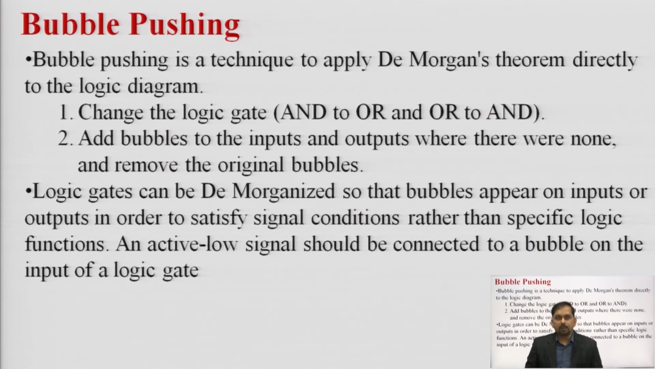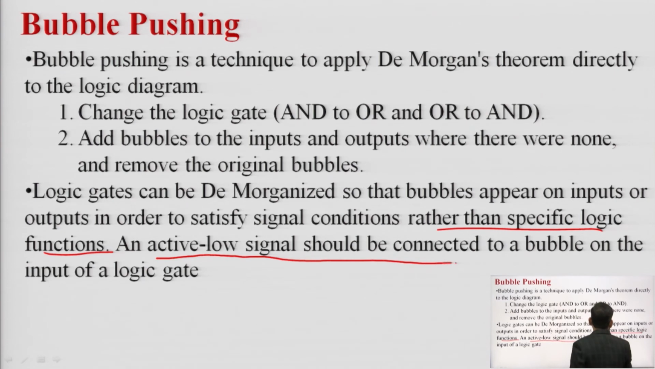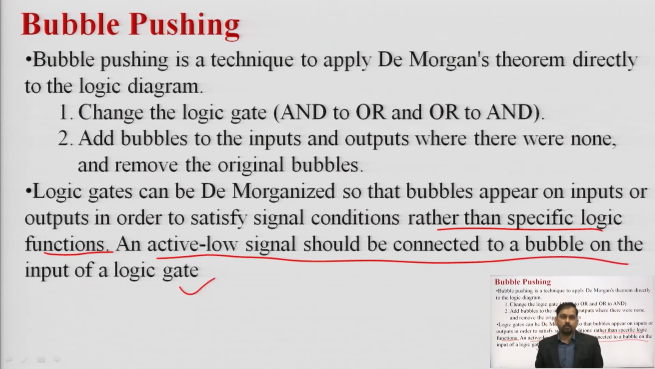A logic gate can be De Morganized so that the bubble appears on the input or the output in order to satisfy the signal conditions rather than the specific logic function. So any active low signal should be connected to a bubble on the input of a logic gate.